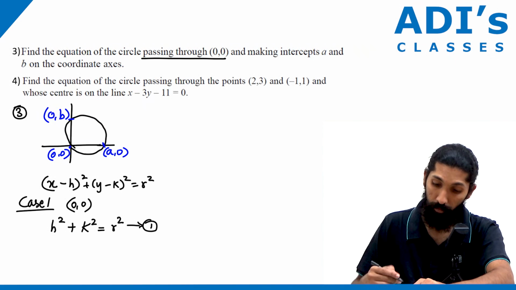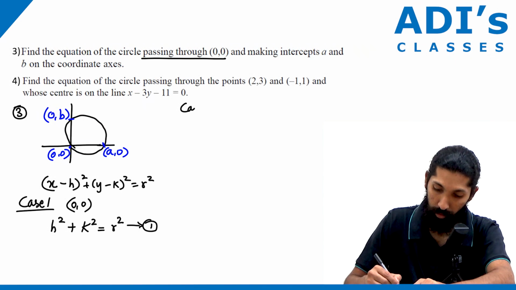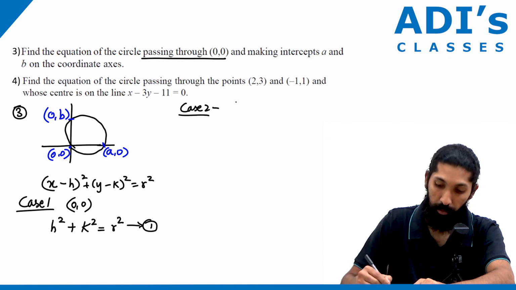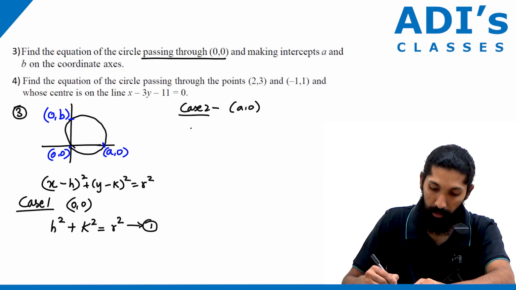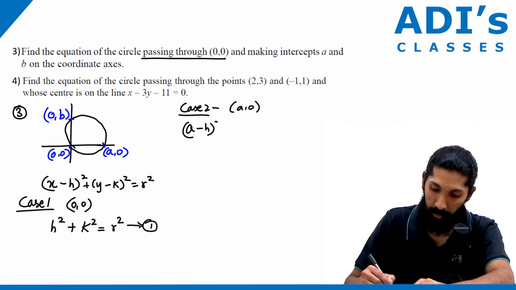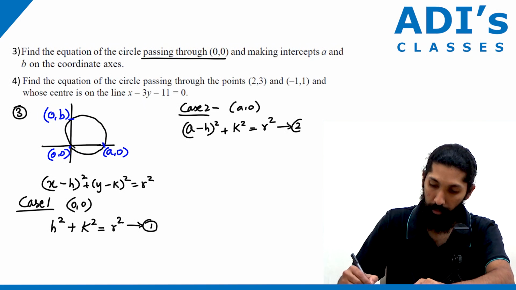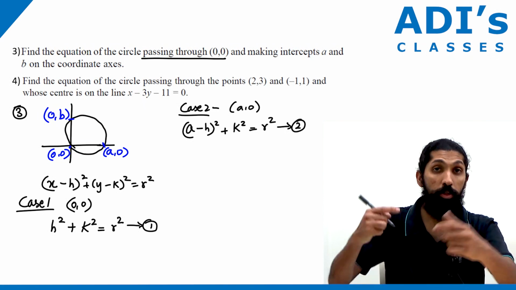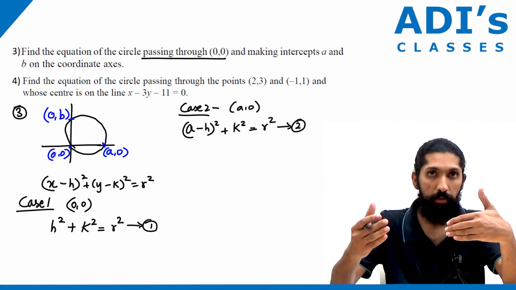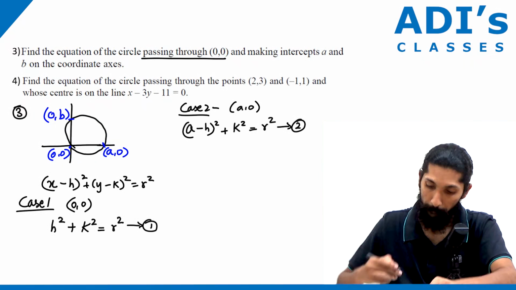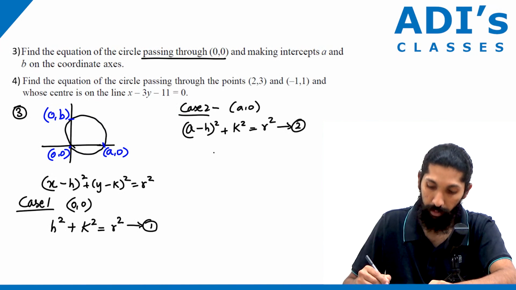Let's go to case 2. Case 2 is where it's passing through a, 0. So in here, you will have (a minus h) whole square plus k square is equal to r square. This is equation number 2. Correct? Solve equation 1 and 2. When I say solve, subtract, get in terms of two variables. So what we can do? We can do equation 2 minus equation 1.